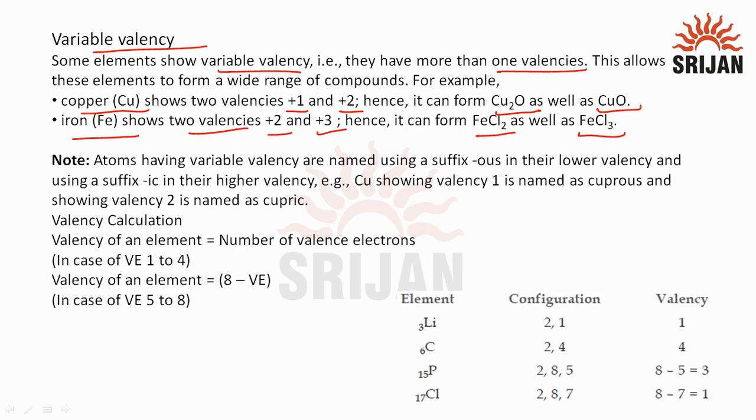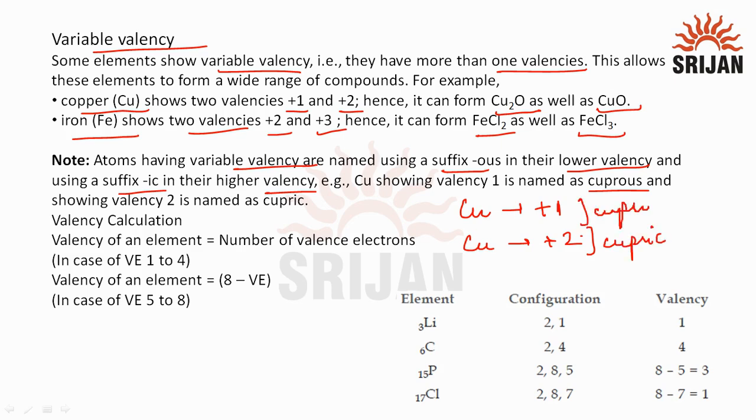It should be noted that atoms having variable valencies are named using the suffix "-ous" for their lower valency and the suffix "-ic" for their higher valency. For example, copper with valency +1 is named cuprous. Its valency +2 gives the name cupric. So we can see its valency by the name also.